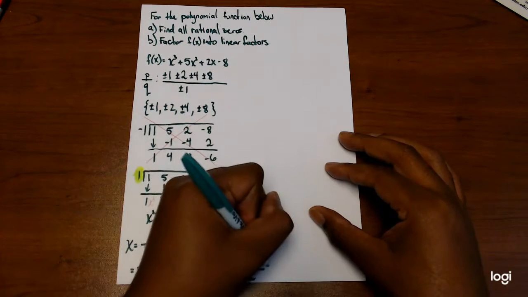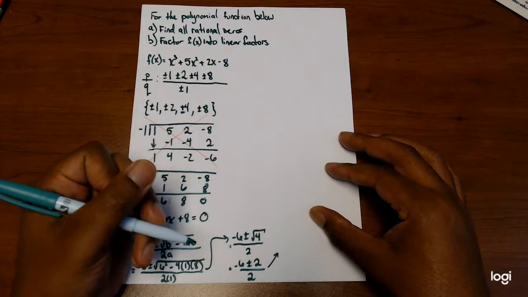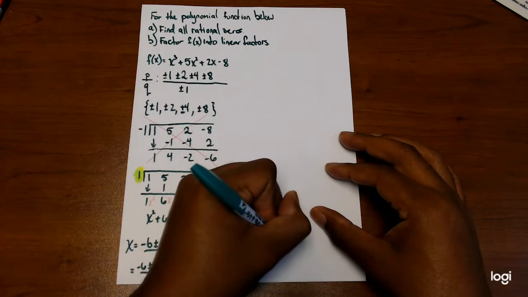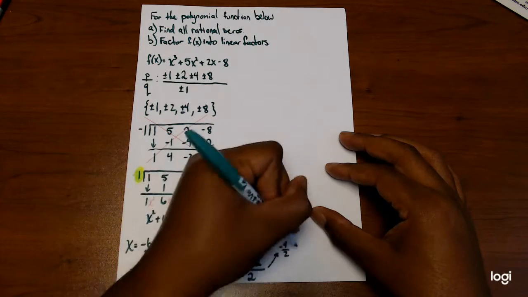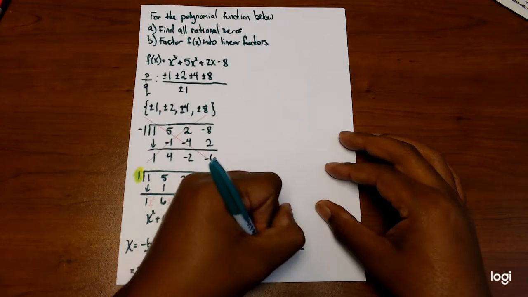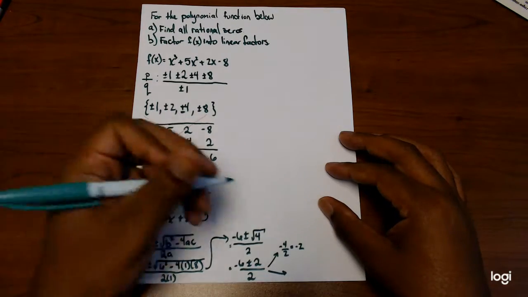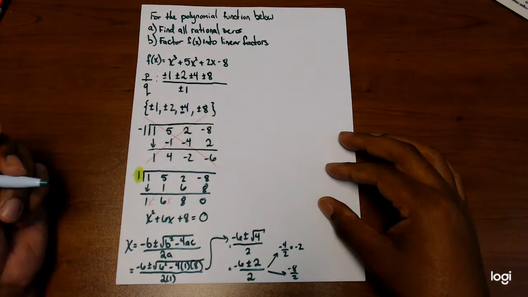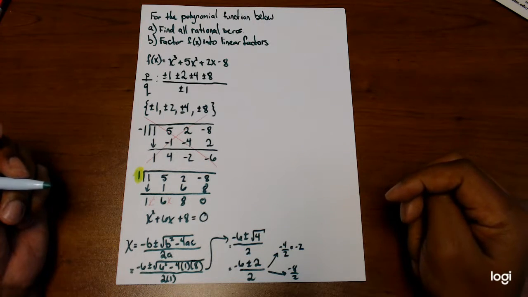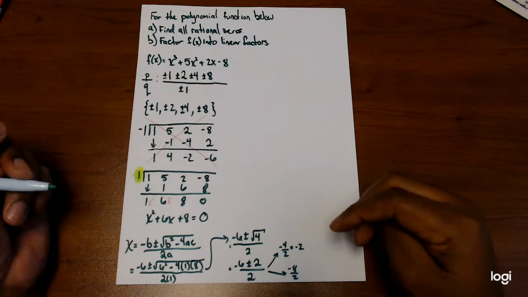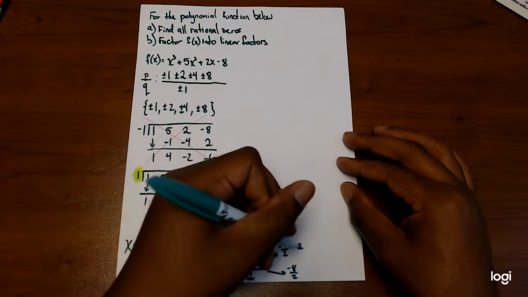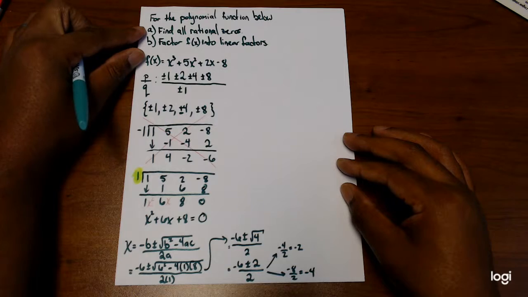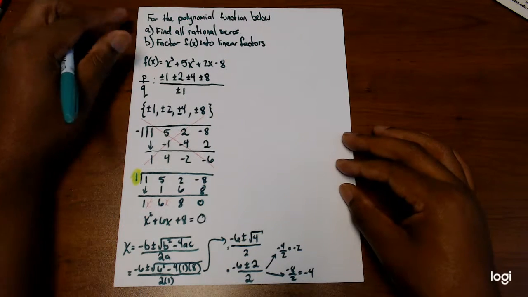Okay, and remember, this literally means negative 6 plus 2, which is a negative 4 over 2, and that turns out to be negative 2. And negative 6 minus 2, which is negative 8 over 2, and that turns out to be a negative 4. All right. Okay, so there we have it.